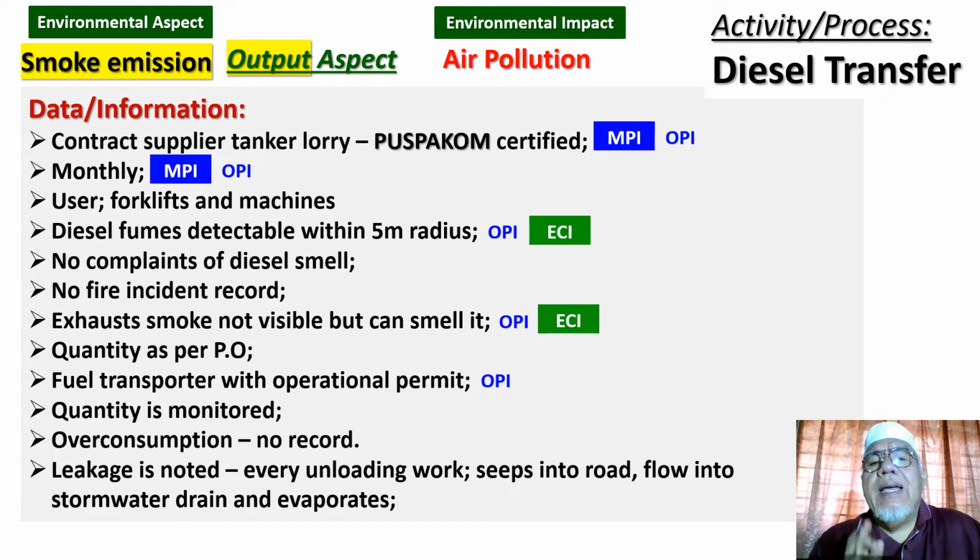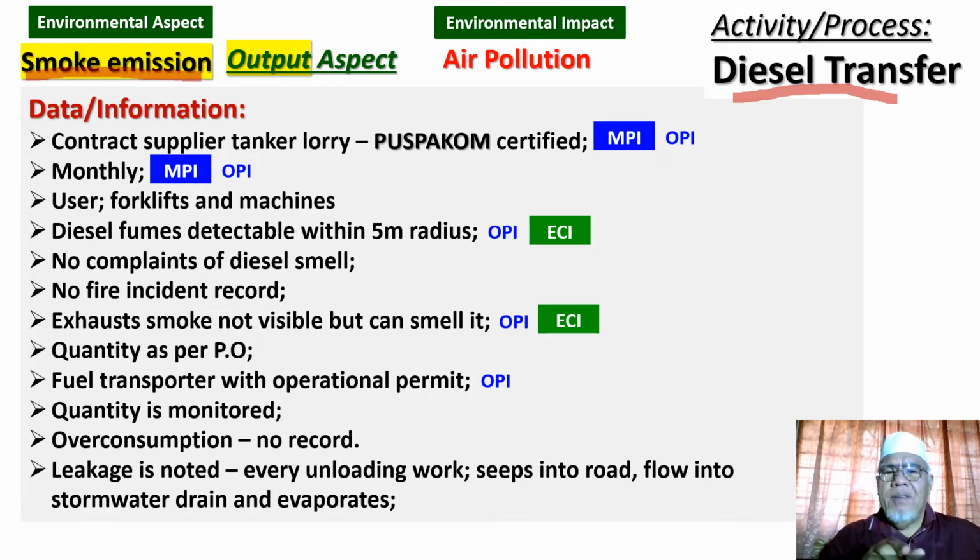What is ISO 14031 about? Environmental performance evaluation. Therefore, rule of thumb, number one, data. And the data must be representative. So listen carefully. We are now doing an activity, remember? It's not the whole factory. It's not representing the whole factory activity. Only one activity. What is it? Diesel transfer. And we are evaluating only one of the environmental aspects, which is smoke emission.